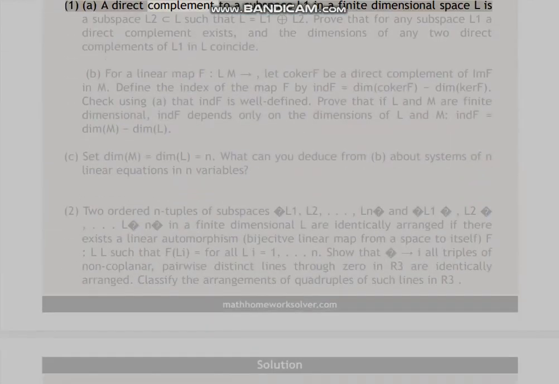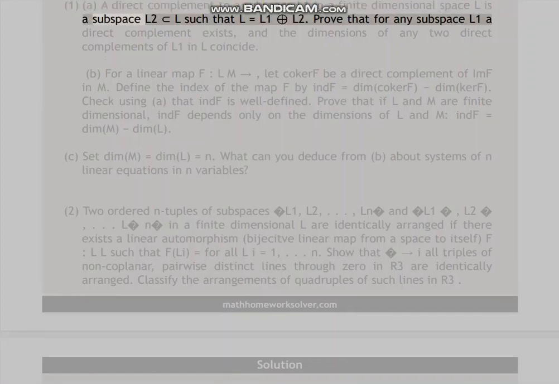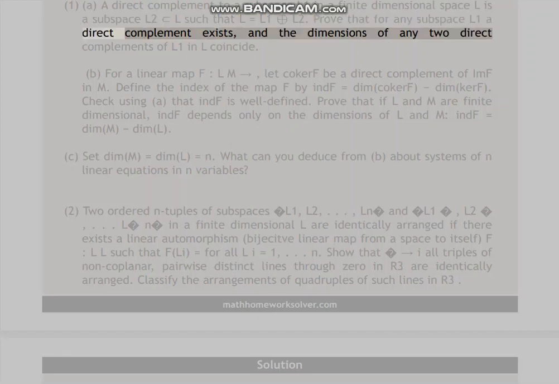1a. A direct complement to a subspace L1 in a finite dimensional space L is a subspace L2 ⊂ L such that L equals L1 ⊕ L2. Prove that for any subspace L1 a direct complement exists, and the dimensions of any two direct complements of L1 in L coincide.